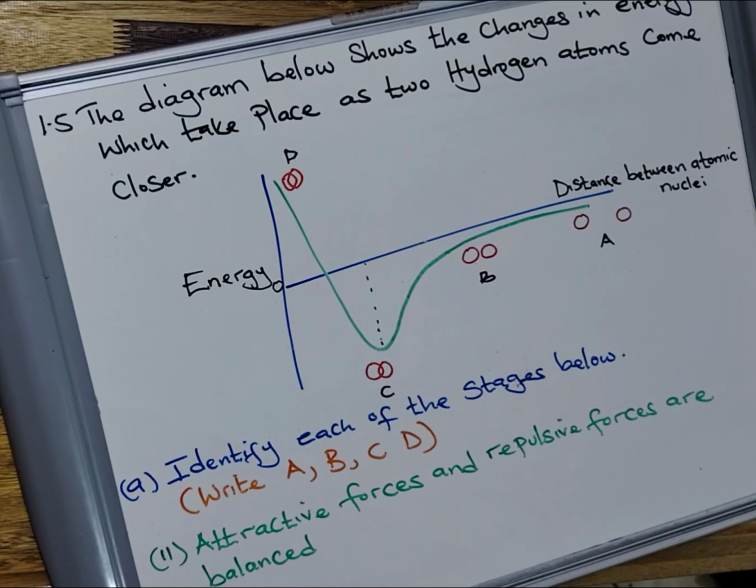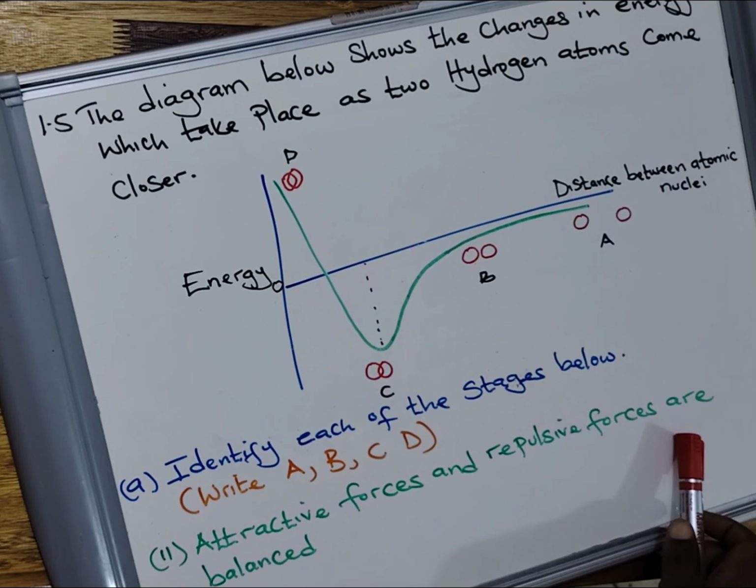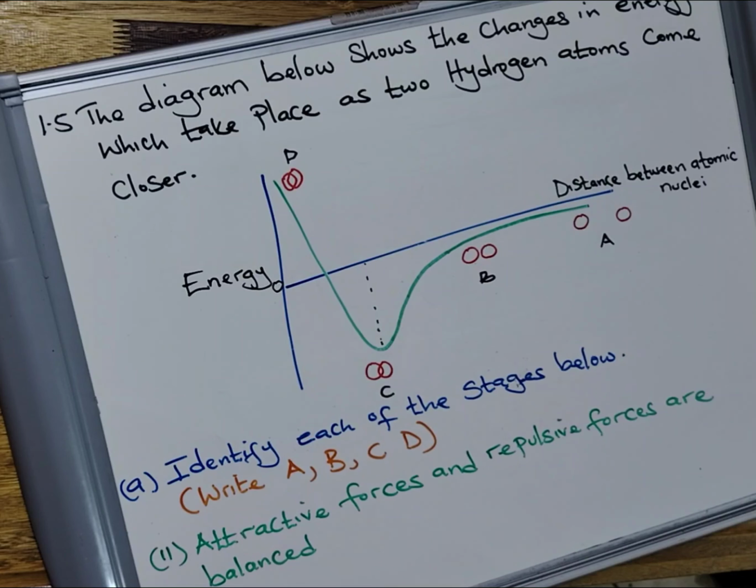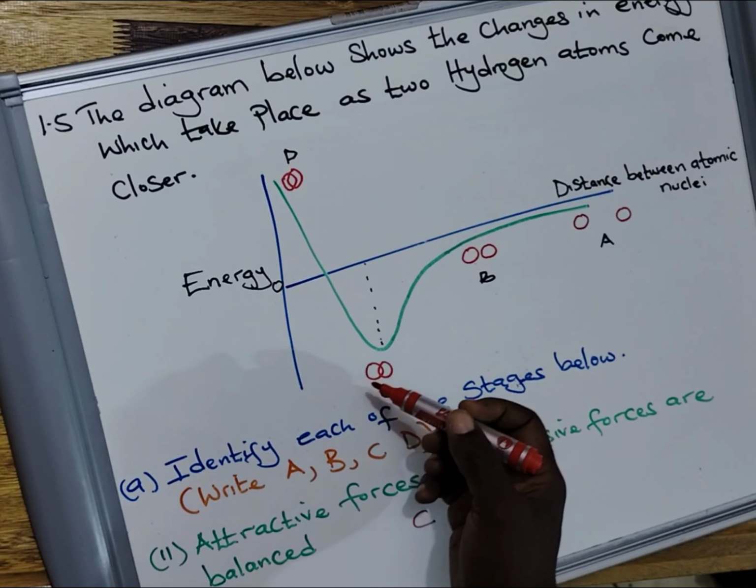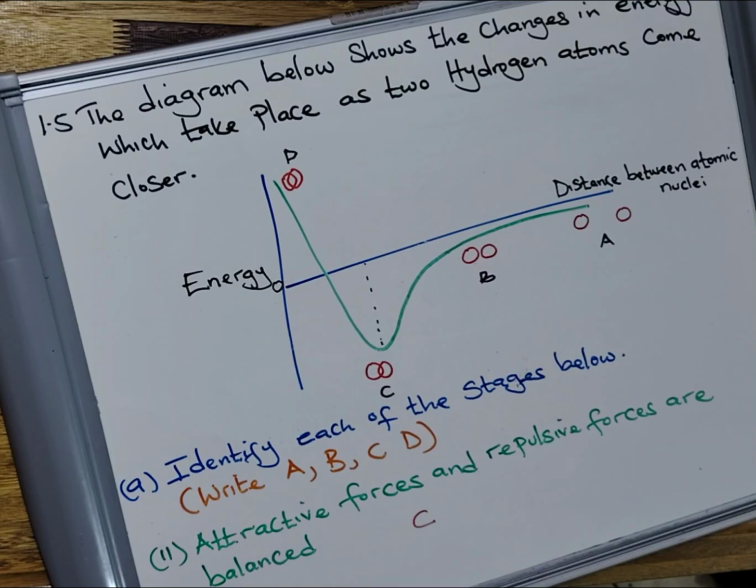Then comes this question. It says attractive forces and repulsive forces are balanced. Which stage is that? That is C, which is indicated by the lowest potential energy possible. At C, the attractive forces are balancing with repulsive forces.